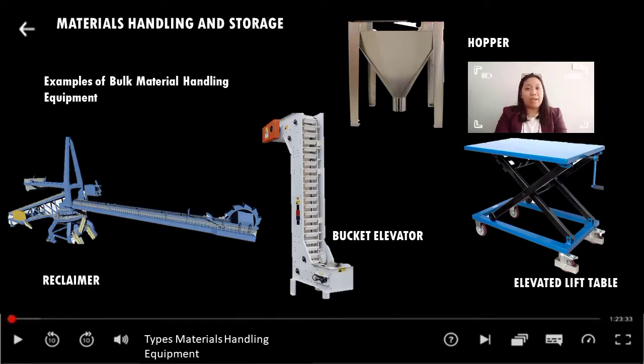The next one is the bucket elevator, which is the most efficient way of elevating the bulk materials vertically. And for the last one, we have the elevated lift table. So commonly used to position loads at an ergonomic height for packaging and assembly operations to interface for machinery.